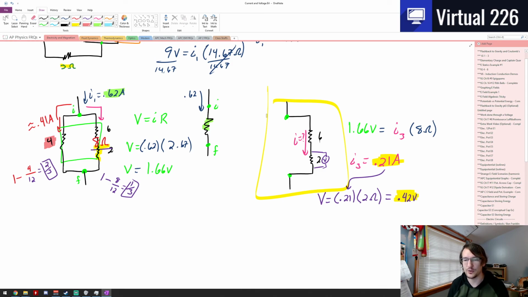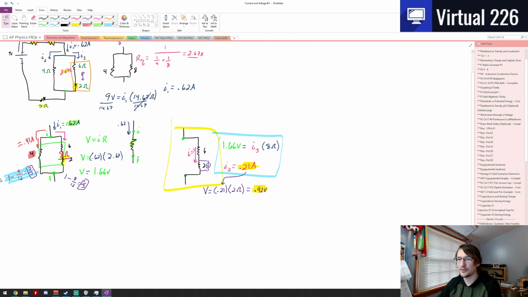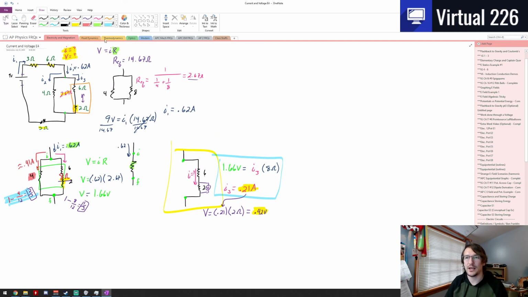So that's a quick way to take care of a problem without doing a little bit more work. And really it wasn't a lot more work, we had to basically do one more equation, but if you can just quickly do ratios in your head, that's a nice way to do it. Okay, so a little bit more complicated of a problem, but nothing we couldn't handle.